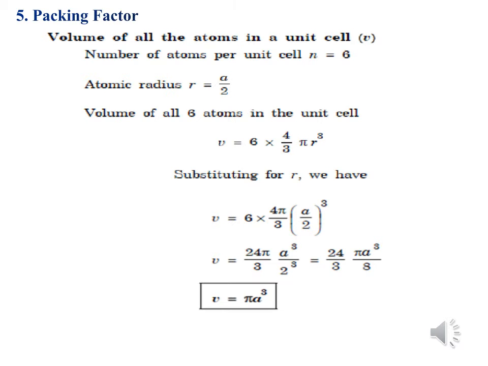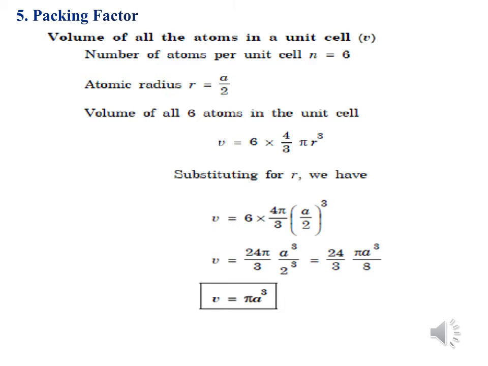And finally, the fifth characteristic: atomic packing factor or packing density. APF equals small v by capital V. First, the volume of all the atoms in a unit cell, small v. The number of atoms present per unit cell equals 6 atoms. Atomic radius R equals A by 2.